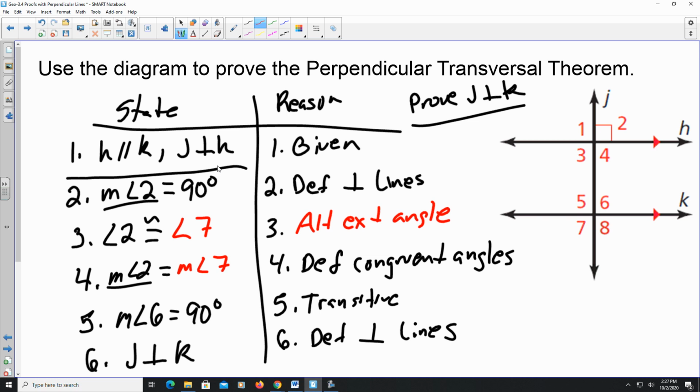And then you would say here that the measurement of angle 7 would equal 90 degrees, because again, we'd still have the measurement of angle 2 equaling two things. So you could say that's still the transitive property. And now, since the 90 degrees would be located here, you could still make the conclusion that J is perpendicular to K because of the definition of perpendicular lines. So it's essentially the same proof, using a different angle relationship to help you solve it.